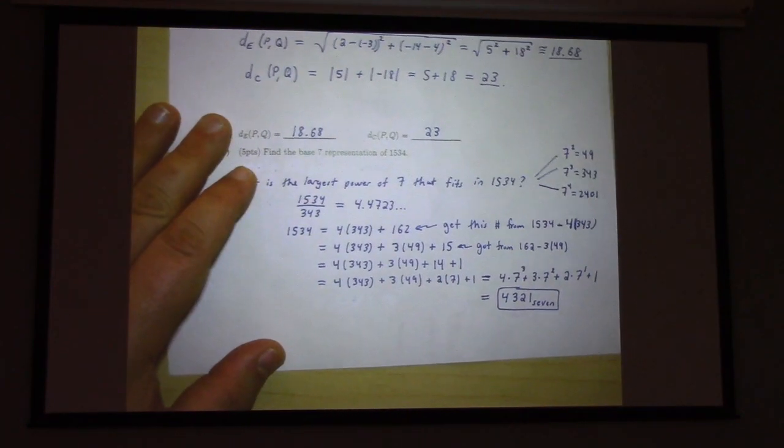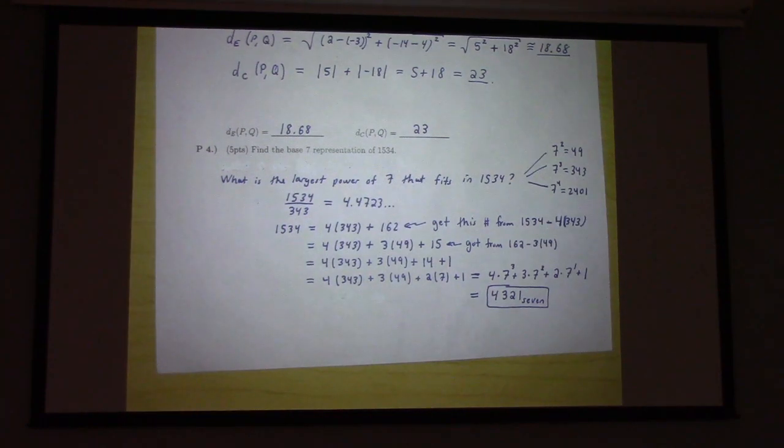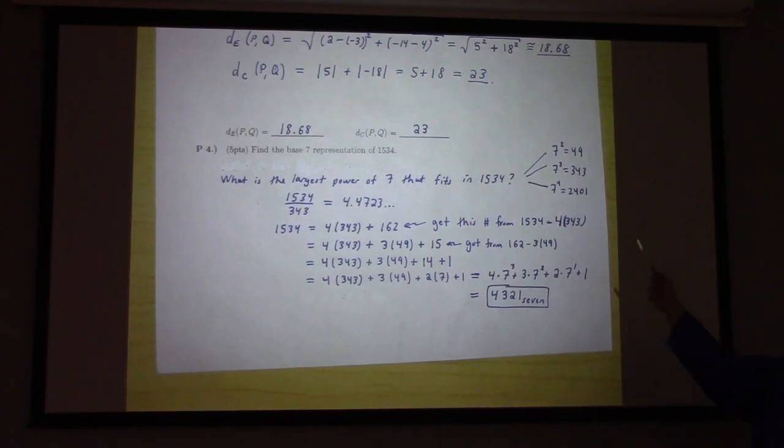So here's the deal. If you've got a number and you're trying to find its base whatever representation, your first order of business is to find the largest power of your base that will fit inside the number. So if I'm working on finding a base 7 representation of a number, my first order of business is to write a list of the powers of the base to the side, just to keep track of what I'm working with, all right?